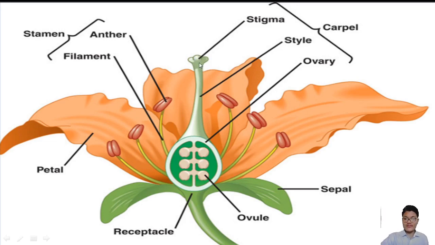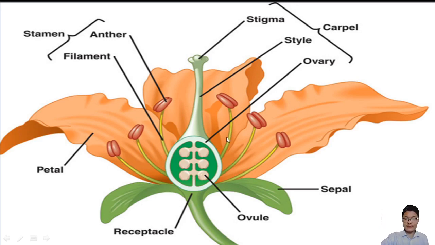Flowers have a female reproductive structure called carpel or pistil. The carpel or pistil has a bulging structure at the top or head called the stigma, and it is connected to the ovary by a tiny thin structure called the style. And inside the ovary we can see many ovules, or maybe a single ovule.